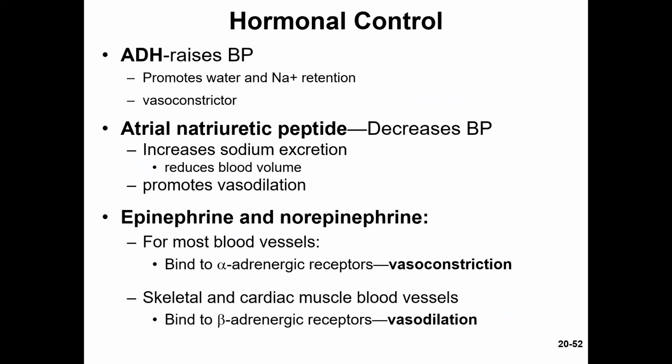Atrial natriuretic peptide decreases BP. It increases sodium excretion and reduces blood volume. It promotes vasodilation. Epinephrine and norepinephrine, for most blood vessels, bind to the alpha adrenergic receptors, which are vasoconstrictors. In skeletal and cardiac muscle blood vessels, they bind to beta adrenergic receptors, which are vasodilators.